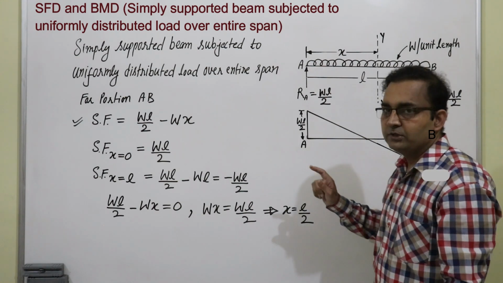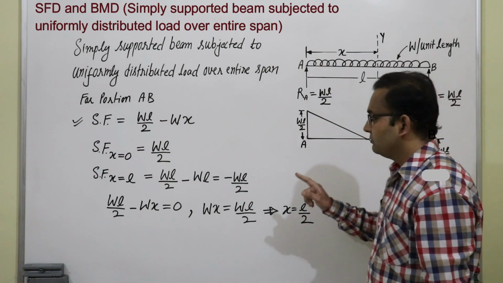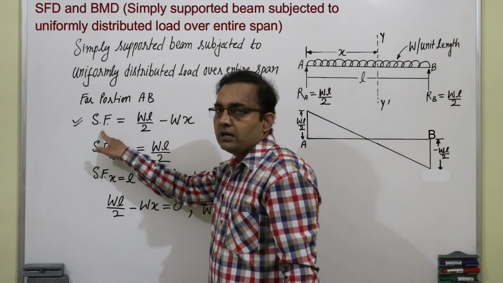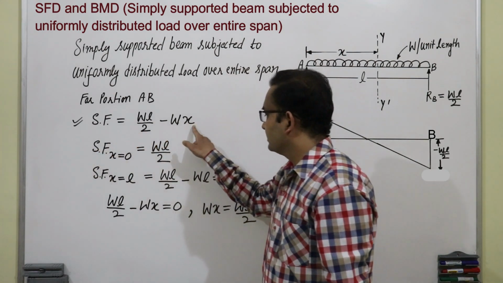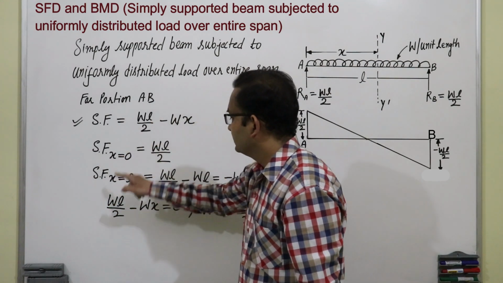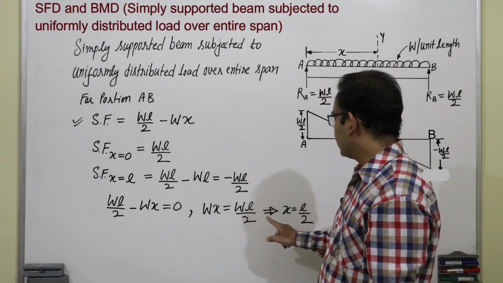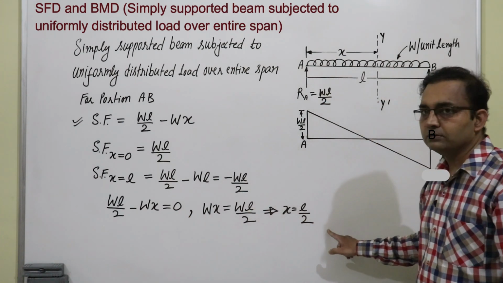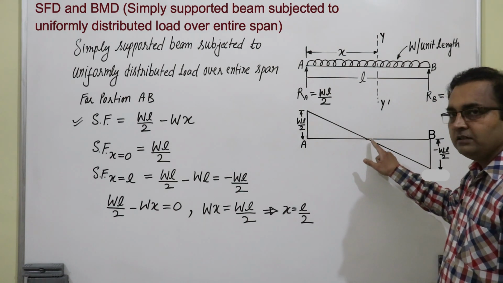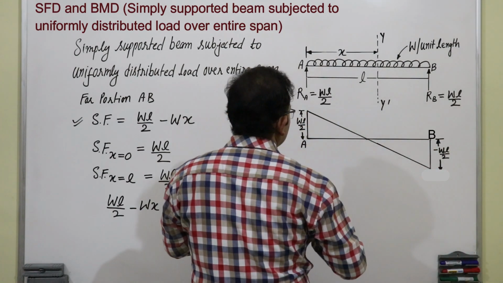So, shear force will be 0 at some point. To find out that distance, what we will do? We will keep shear force equal to 0 and find out the value of x. So, this is the general equation here and this is shear force 0. So, x value is L by 2. So, at x equal to L by 2, shear force will be 0. So, this distance is L by 2.